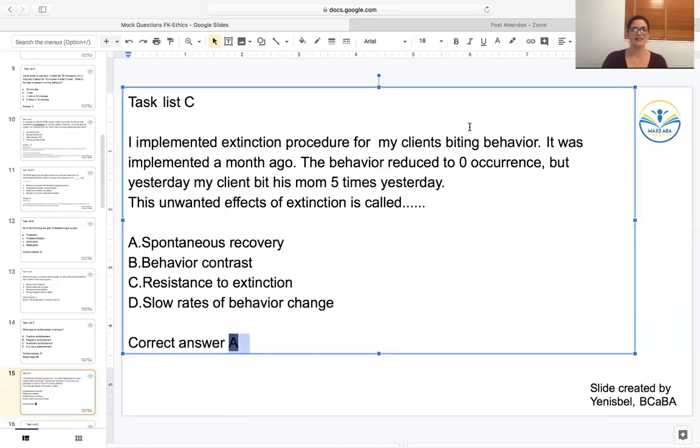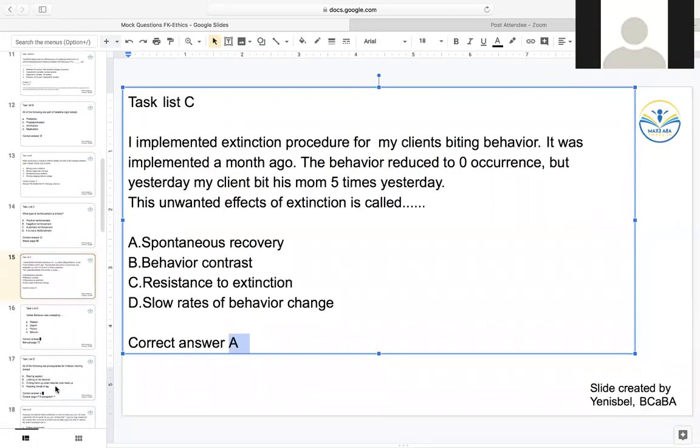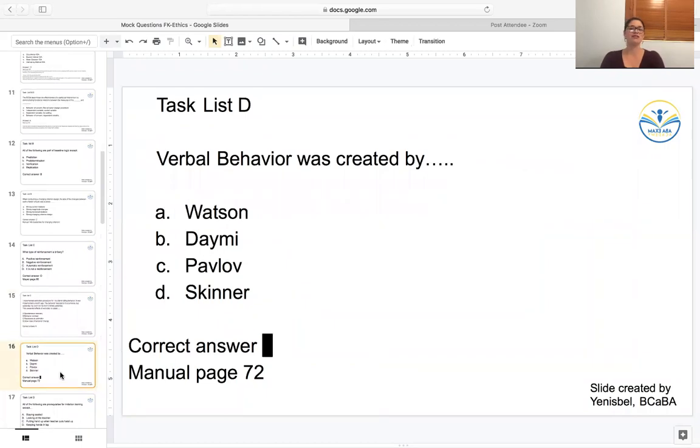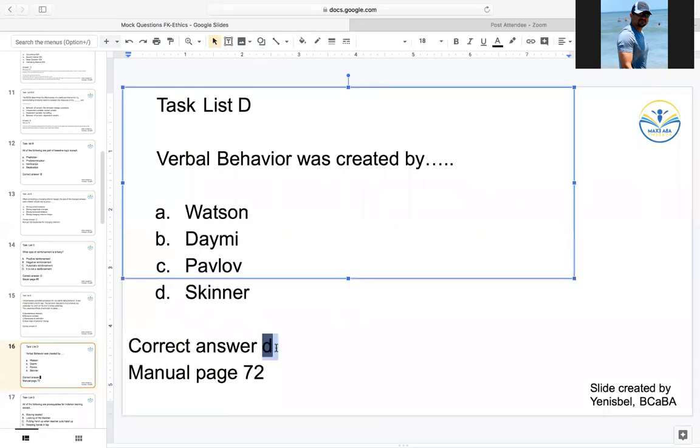Nice, guys. I think you're ready. Verbal behavior was created by, this one's hard, so you gotta focus and think: Watson, Pavlov, B. F. Skinner. Which one was it, guys? They're gonna get that answer on the exam correct.